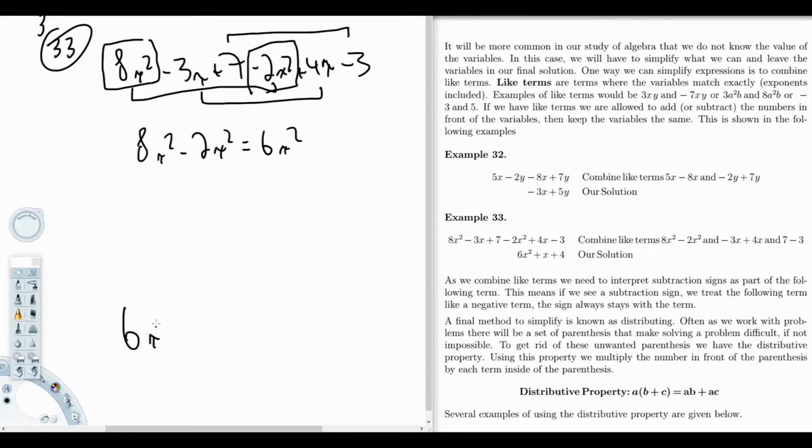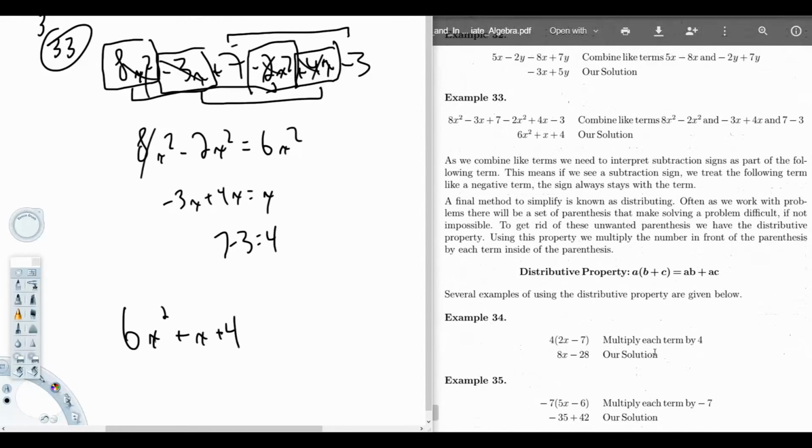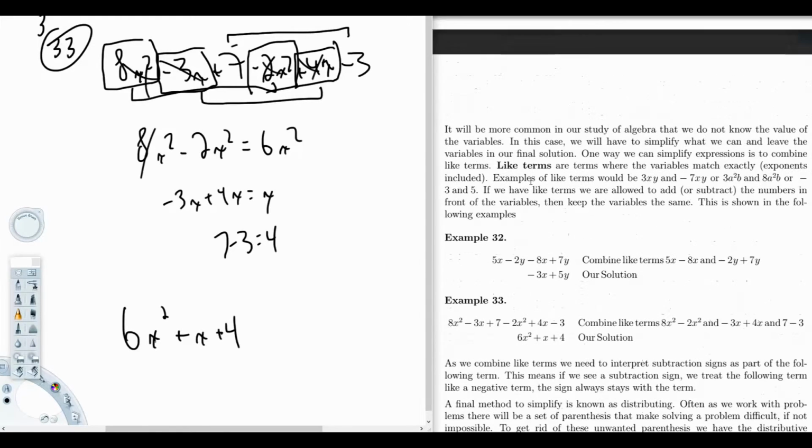So right here, our solution, 6x squared. Minus 3x, so here we have minus 3x plus 4x. Minus 3x plus 4x equals plus x. Here we have 7 minus 3 equals 4. And that is the solution.